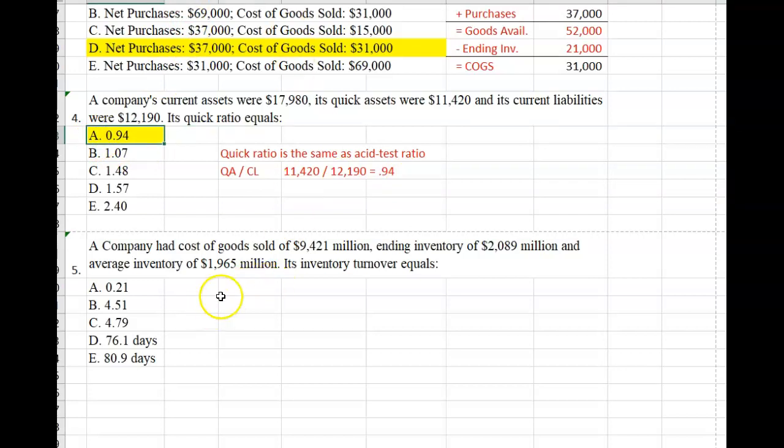Number 5. A company had cost of goods sold of 9,421,000, ending inventory of 2,089,000, and average inventory of 1,965,000. Its inventory turnover equals what?